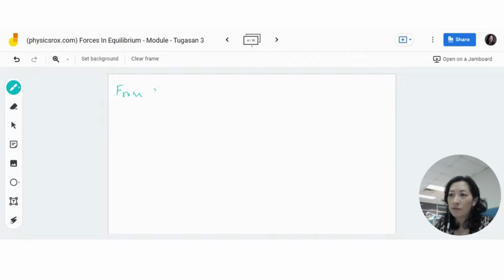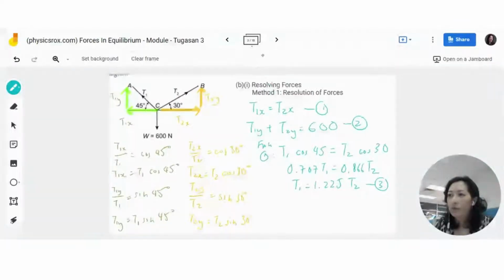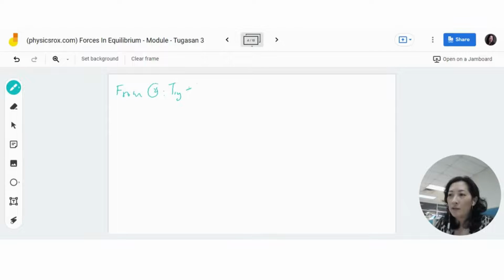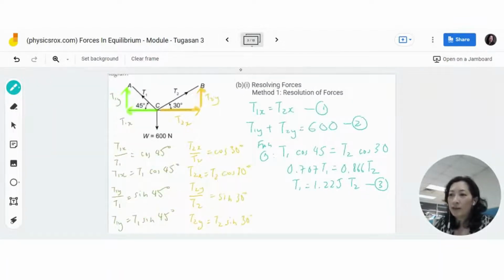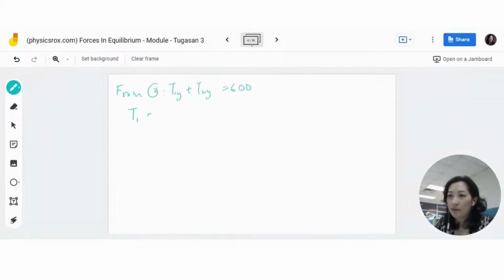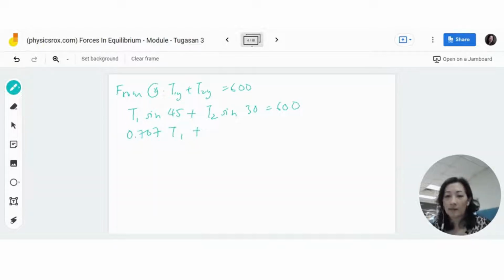So from 2, I'll just rewrite the equation. T1y plus T2y equals 600. Now we know that T1y is T1 sine 45, and T2y is T2 sine 30, that gives us 600. So let's find the sine values first. Sine 45 is 0.707 T1 and sine 30 is half.